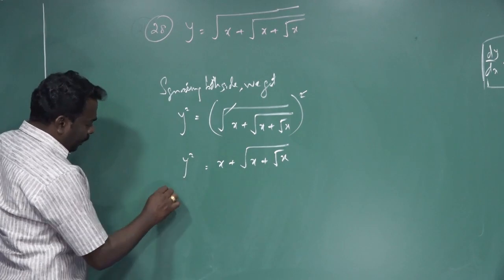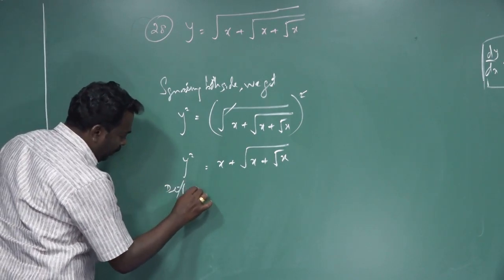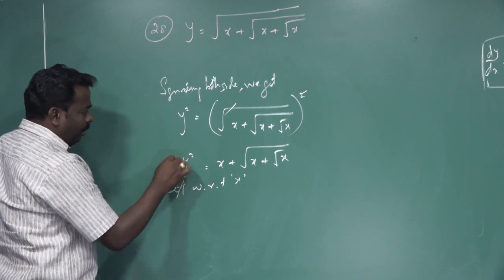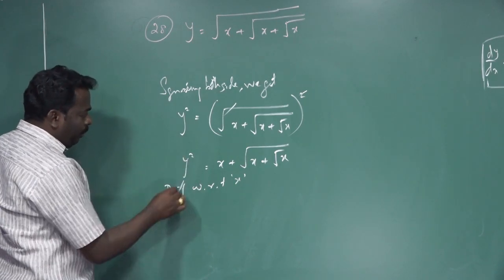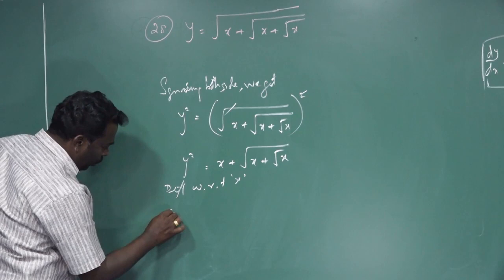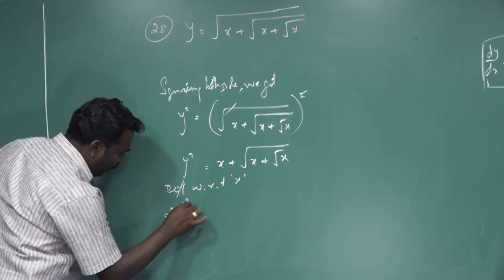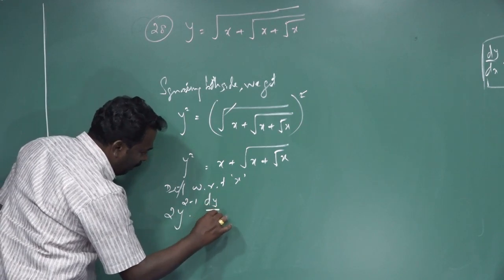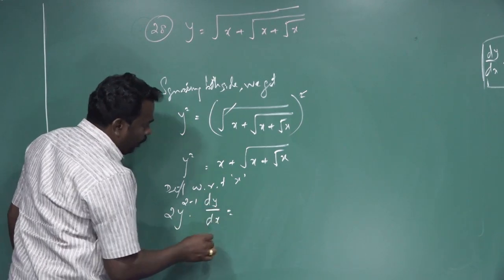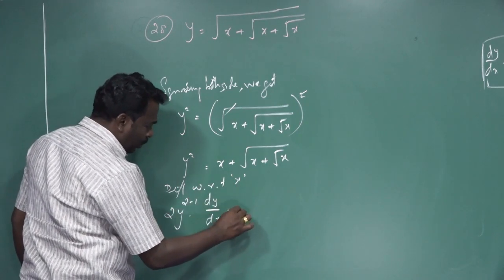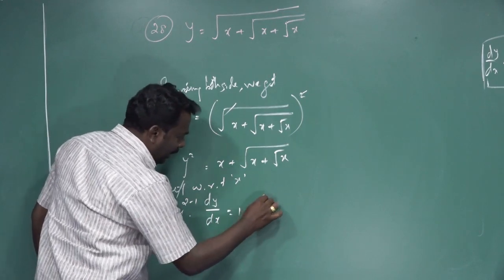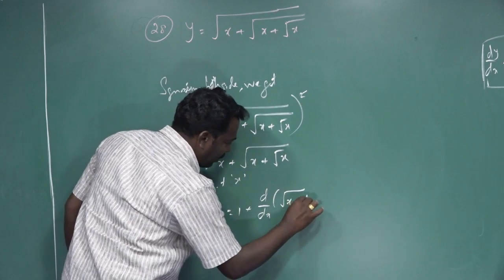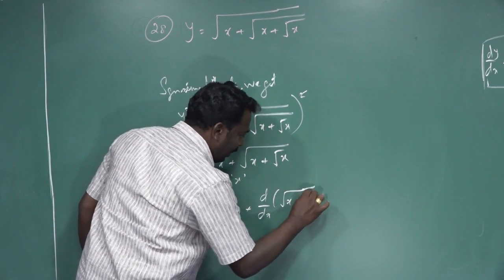Now differentiation. Differentiate with respect to x. What we know: the derivative of y squared, in the x power n form, is 2y into y power 2 minus 1. Again differentiate y, it becomes dy by dx, that is equal to the differentiation of x, which is 1, plus d by dx of the square root of x plus the square root of x.